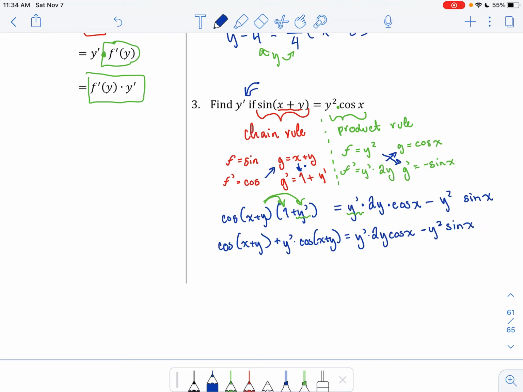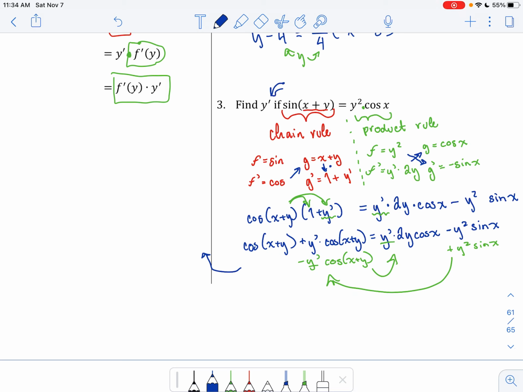Now to combine our like terms, I'm going to move the like terms to the same side. So in this case, I'm going to add y squared sine of x to both sides, and I'm going to subtract y prime cosine of x plus y. And so that's going to bring this term over here, so our y primes are together, and then this will get over there, so our terms without y prime are together. Now I'm going to bring the work over here, which isn't the best organization, but I want to make space and not erase too many things.